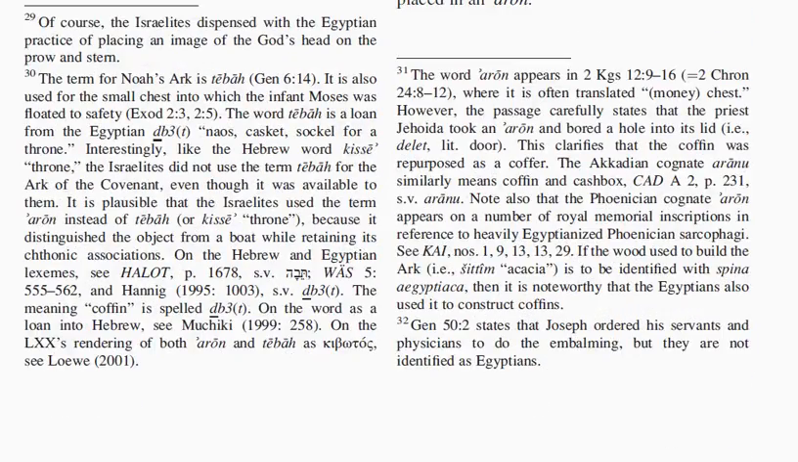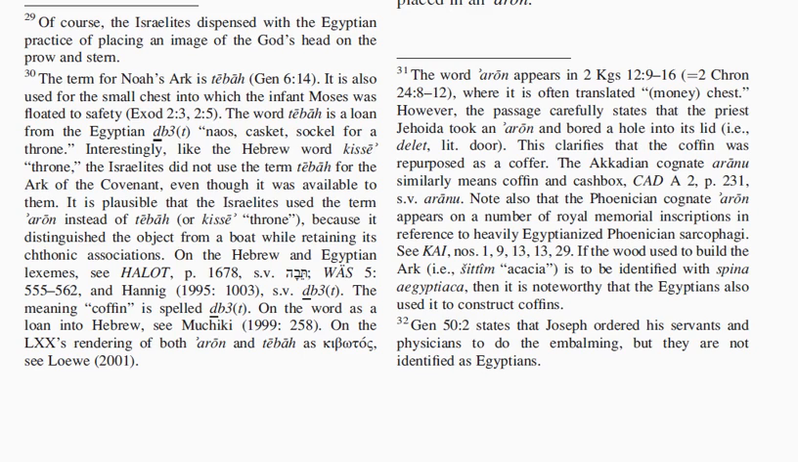Footnote: the word Aron appears in 2 Kings chapter 12 verses 10 to 16 and 2 Chronicles chapter 24 verses 8 to 12, where it is often translated money chest. However, the passage carefully states that the priest Jehoiada took an Aron and bored a hole into its lid, i.e., delet, literally door. This clarifies that the coffin was repurposed as a coffer. The Akkadian cognate, erbrunu, similarly means coffin and cash box.